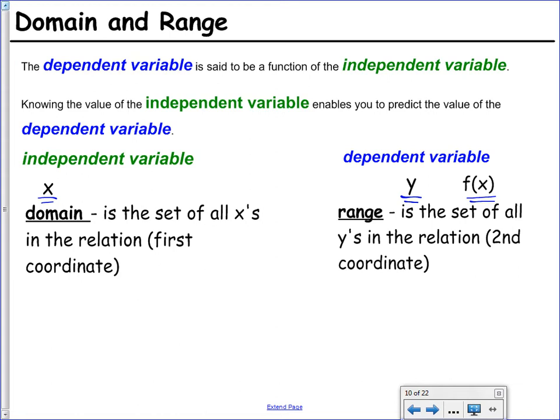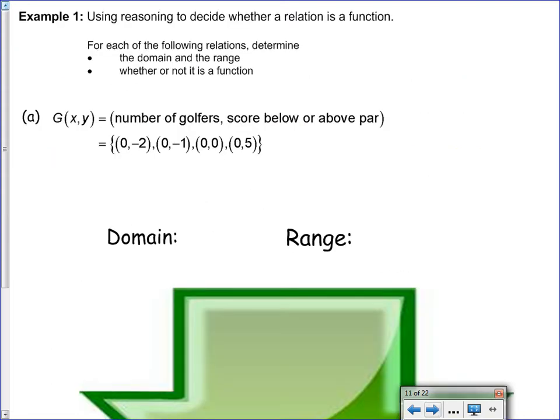So you need to know the domain and the range. Domain is talking about x, which is your independent variable. Range is talking about your y, which is your dependent variable. So they kind of all mean one and the same. For your first example, it says using reasoning to decide whether a relation is a function. For each of the following relations, determine the domain and range, and whether or not it is a function. The domain here is talking about all x values.